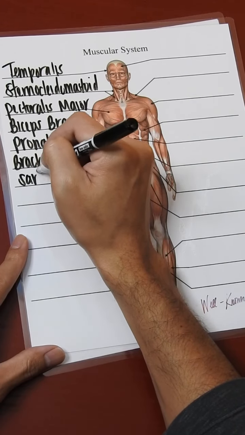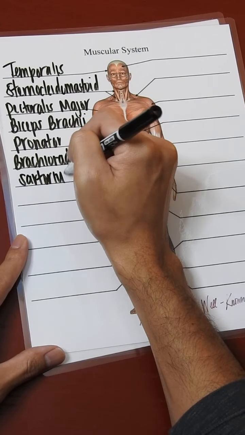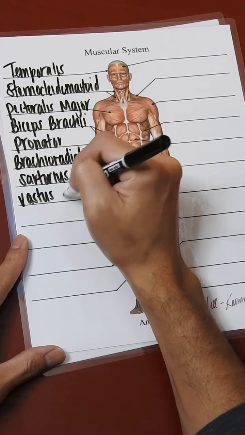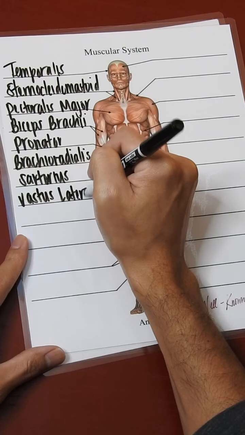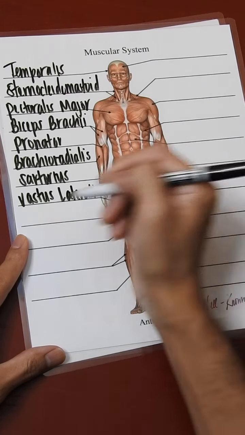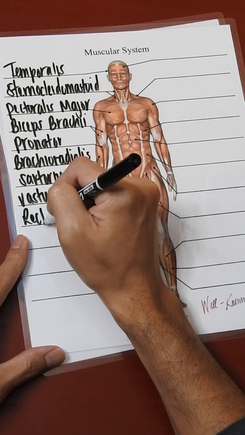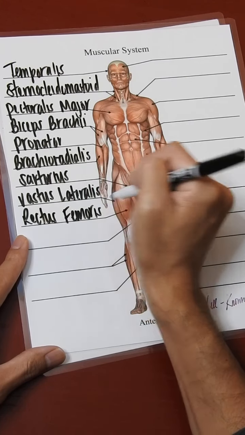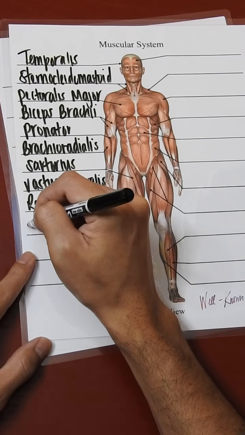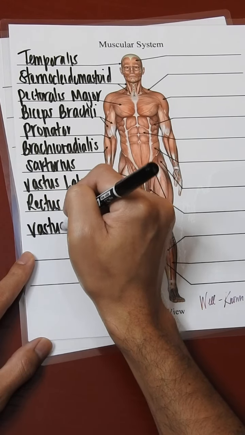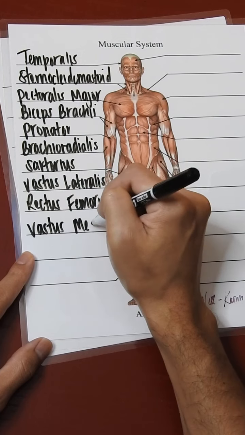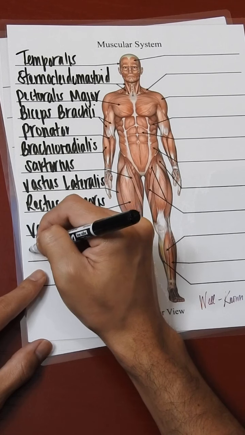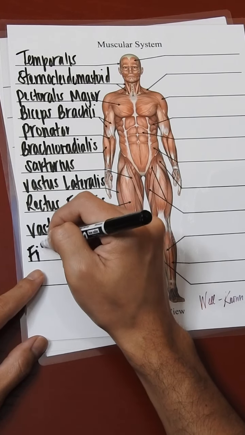the sartorius, the vastus lateralis, the rectus femoris, the vastus medialis, the fibularis longus and brevis.